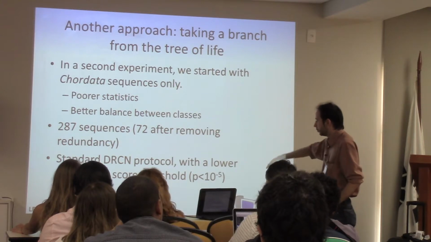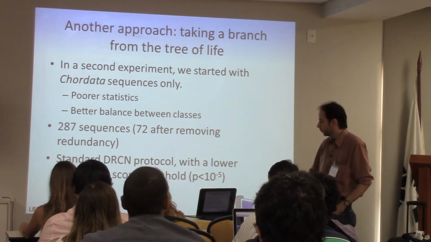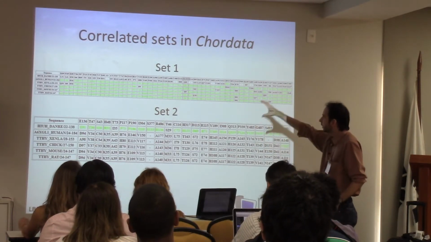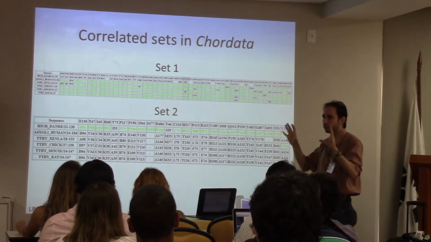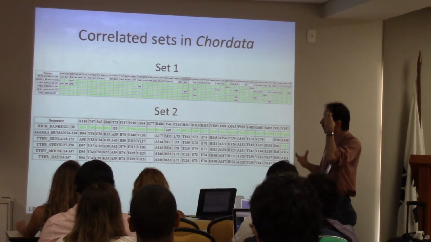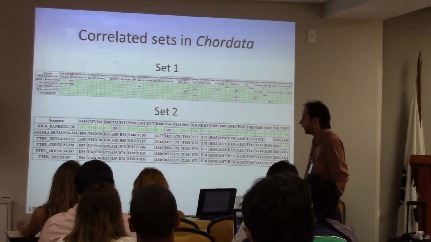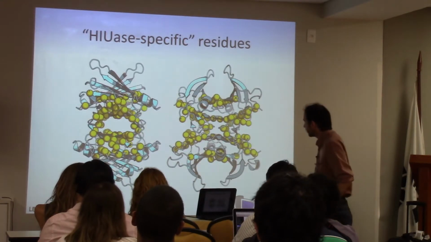We used the same protocol, but we used a smaller threshold to build the network. And what we found is that there's quite a big set of positions, but they are two sets, which is what we expected, and we hope they can be related to what makes HIUases different from transthyretins. So this is an ongoing project.